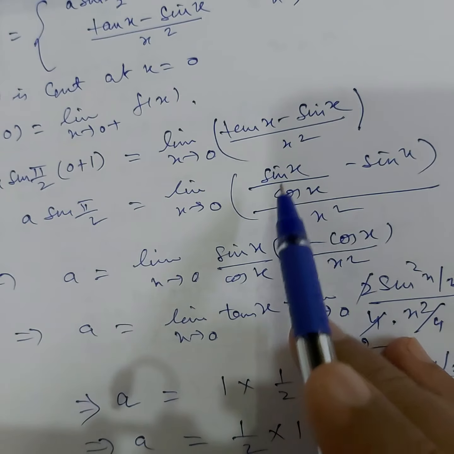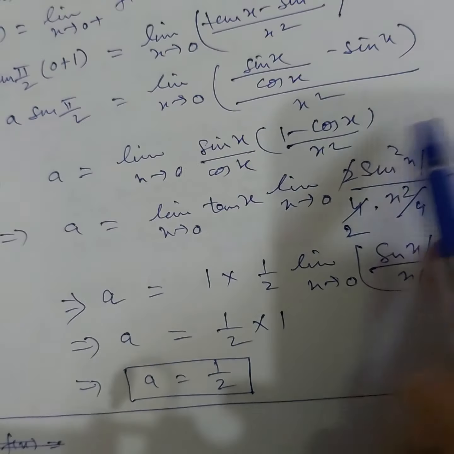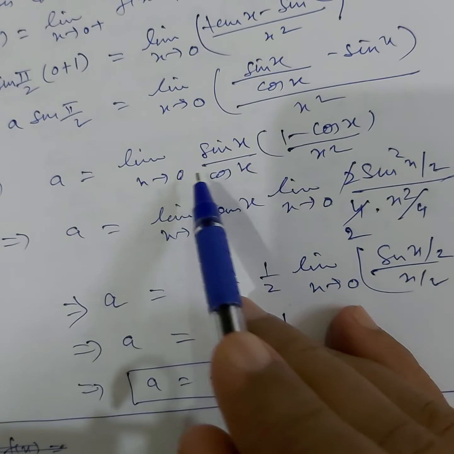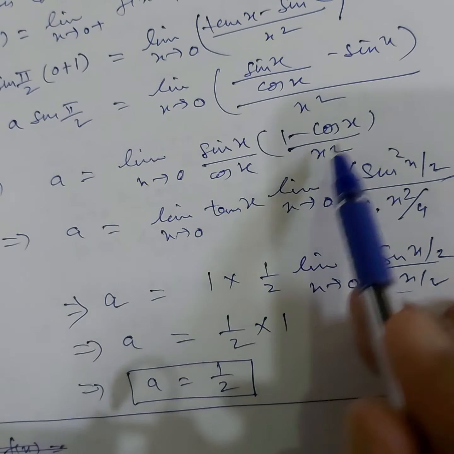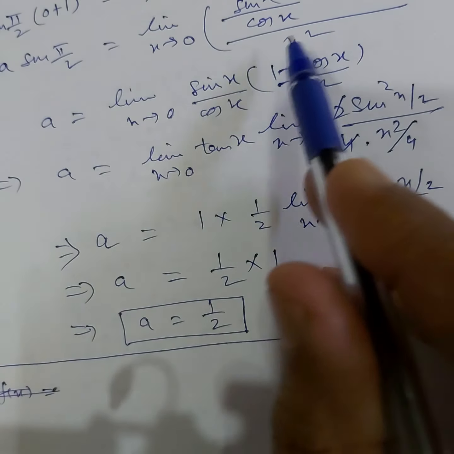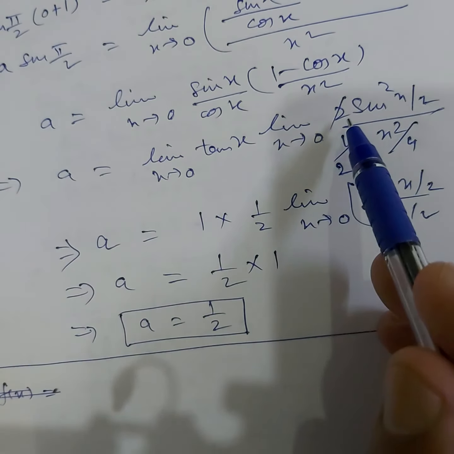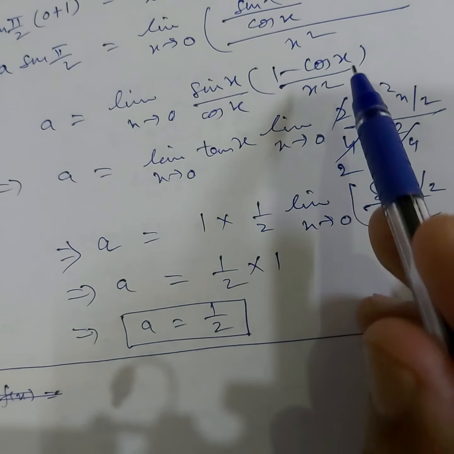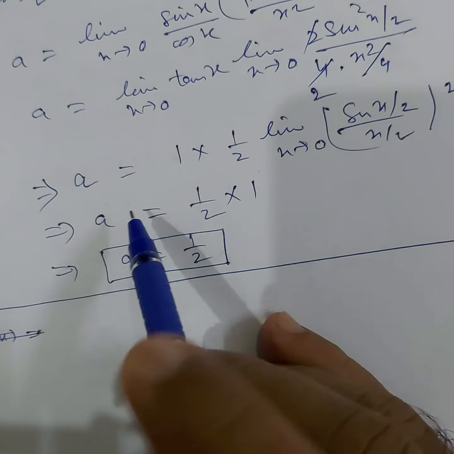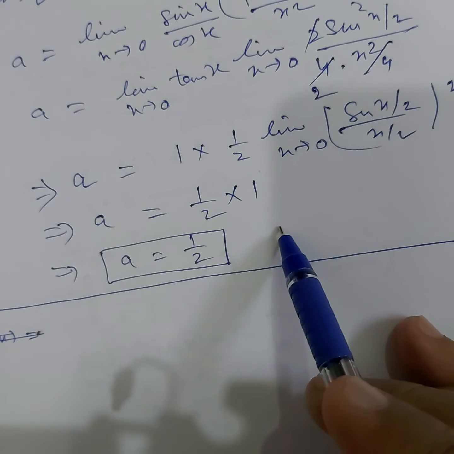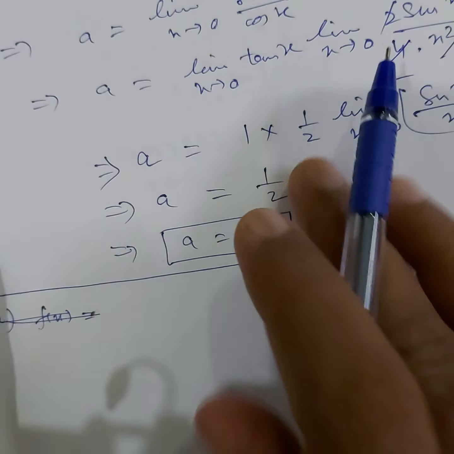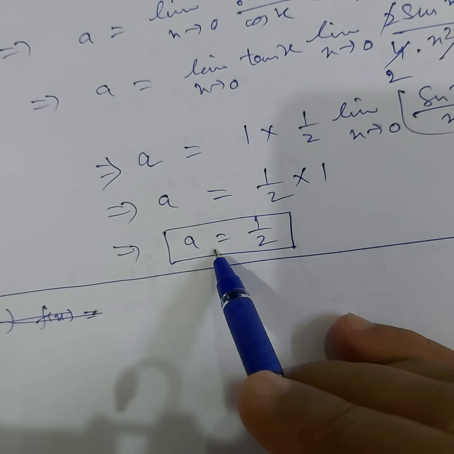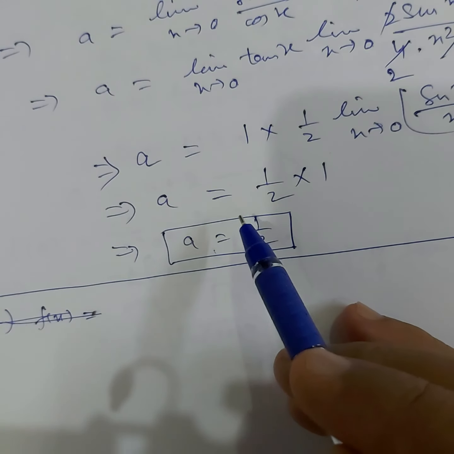We change it in the form of sin x by cos x, and taking sin x common, cos x in the denominator. Now this is a trigonometric formula, 2 sin square x by 2 upon x square, divided by 4 multiplied by 4, cancel, and this a value becomes half. Now this is the complete solution of the practice test.